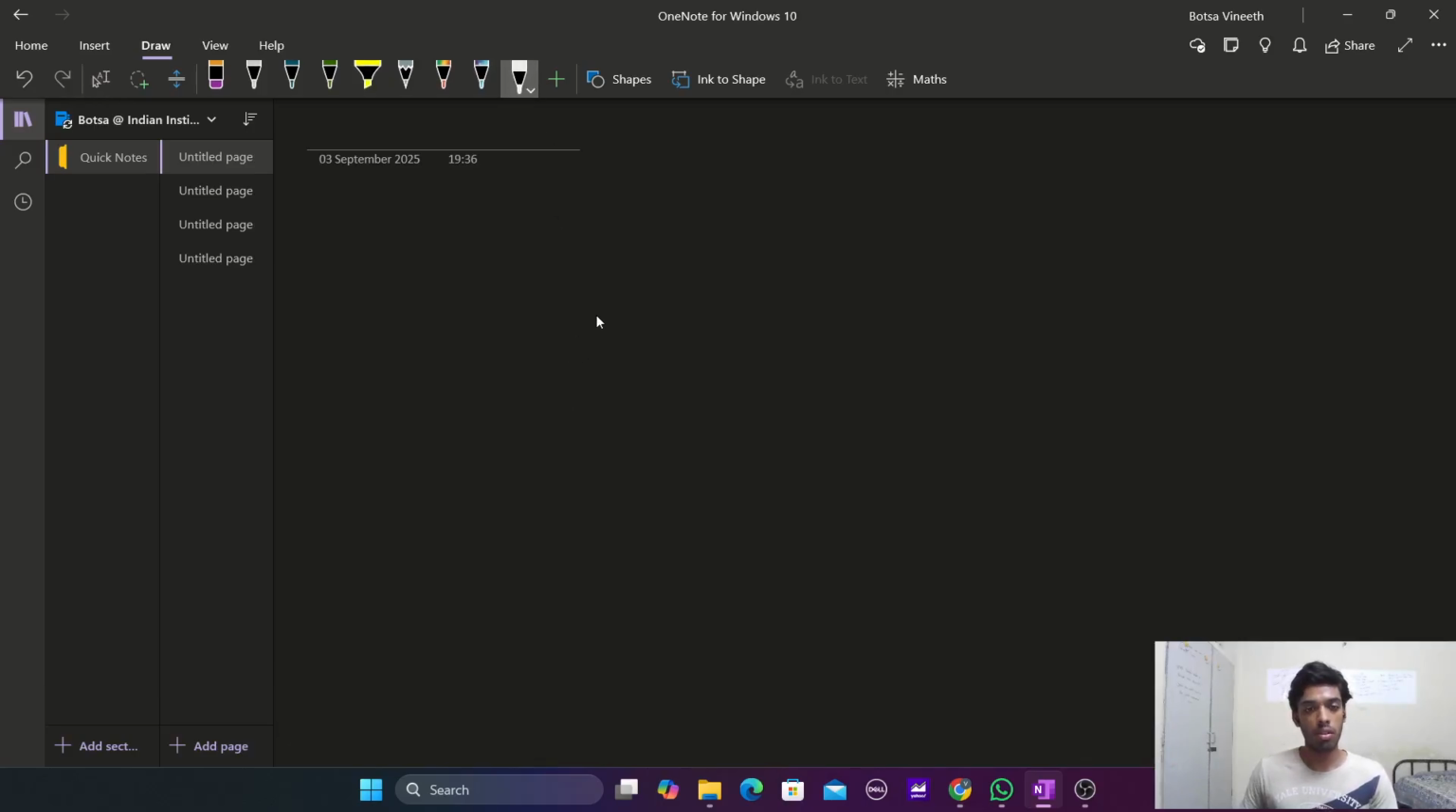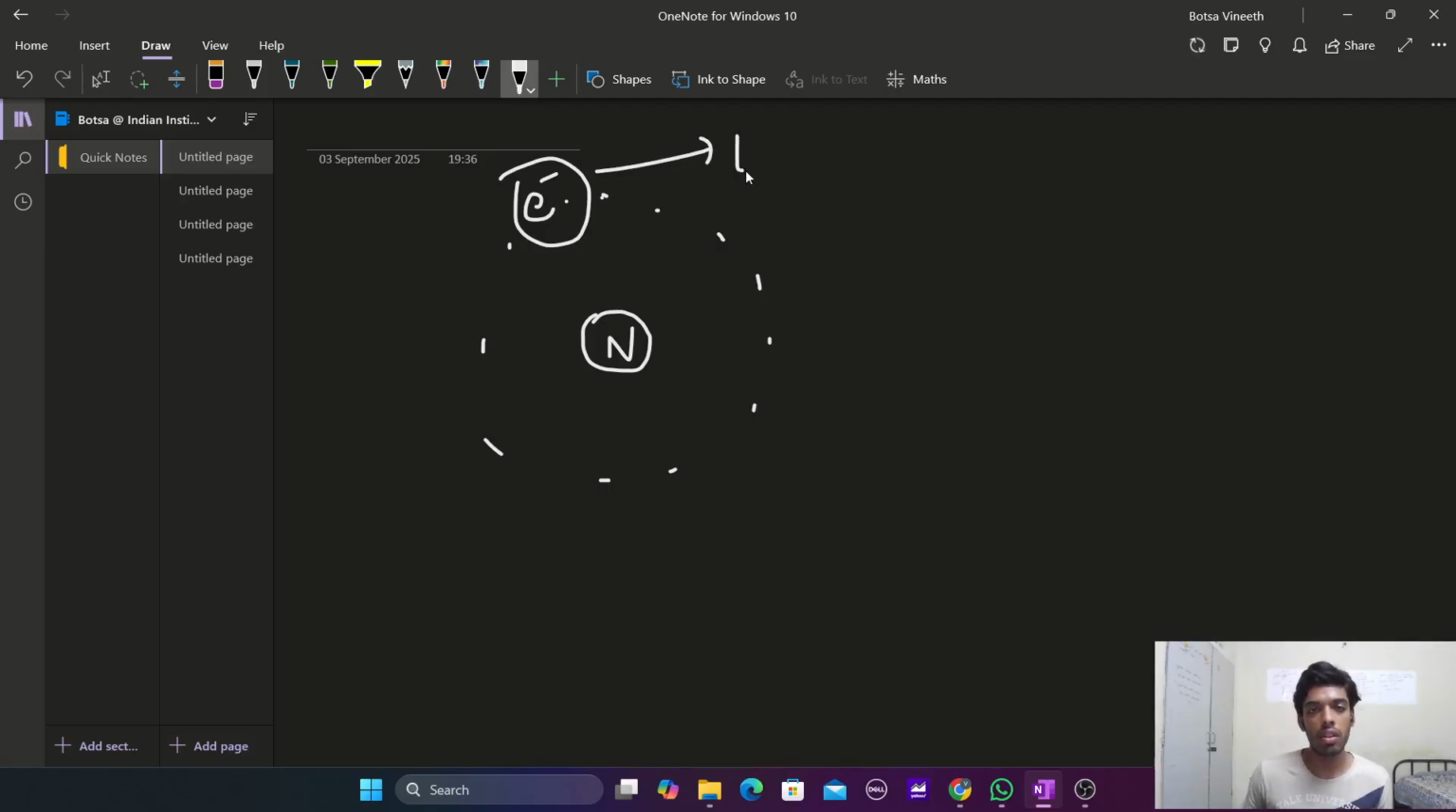The planetary model states that there is a nucleus, a center, and we have electrons just orbiting somewhere around the nucleus. This is the model. But there's a problem with this. According to electromagnetic theory, we know that if a charged body is rotating around a nucleus, then it needs to radiate energy, needs to give out some energy, and then spiral down into the nucleus. But in reality, that is not happening.